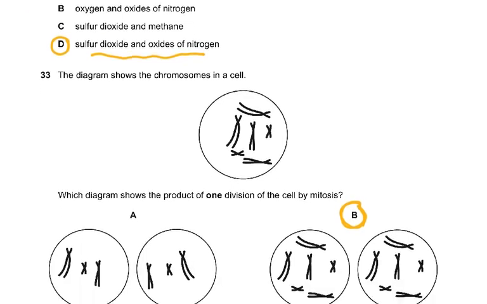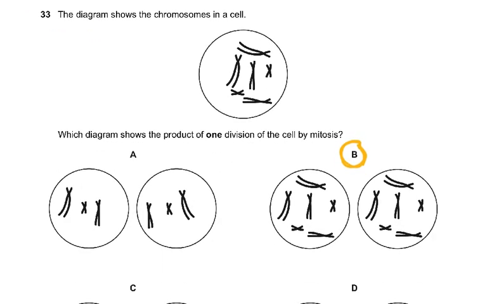Then coming on to question number 33. Now that's a rather long diagram. The diagram shows the chromosomes in a cell. Now I'm going to just color them. So this is the one, and then this is the one which goes with it. And then we have this one and this one. And let's do another color for the third one. So there are 1, 2, 3 pairs.